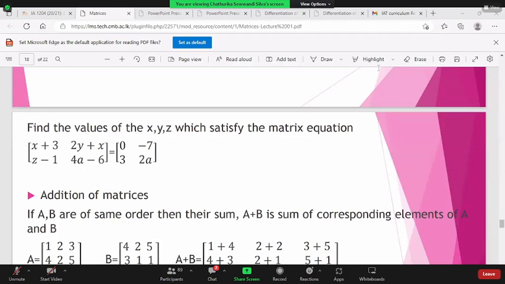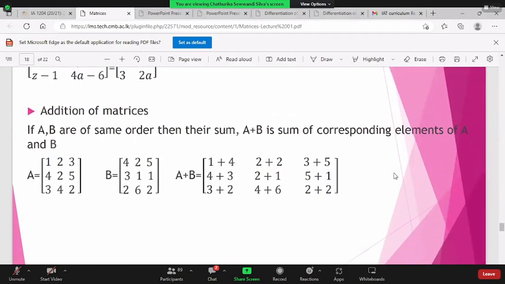Then addition of matrices. If A and B are of the same order, then their sum A plus B is the sum of corresponding elements of A and B. So in order to add or subtract, with the addition I'm telling you about the subtraction also. If we want to add or subtract two matrices, the first requirement is that they should be of the same order. They definitely must be of the same order. They do not need to be square, but they should be of the same order.